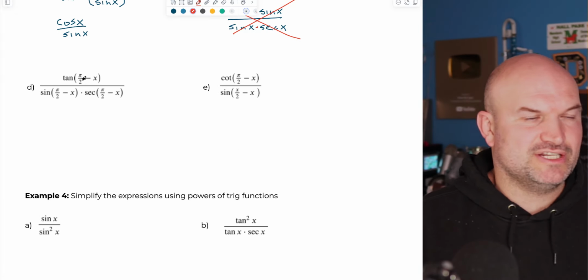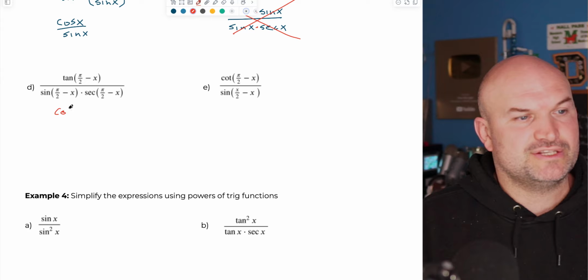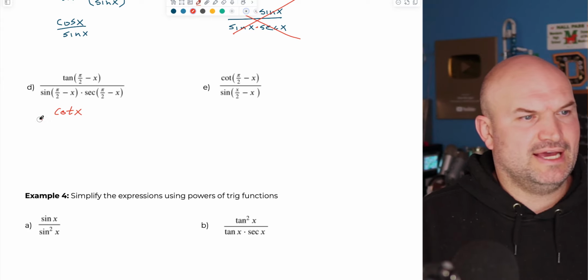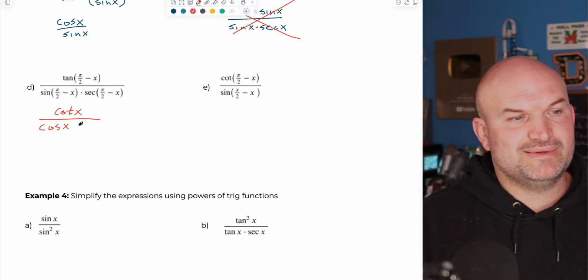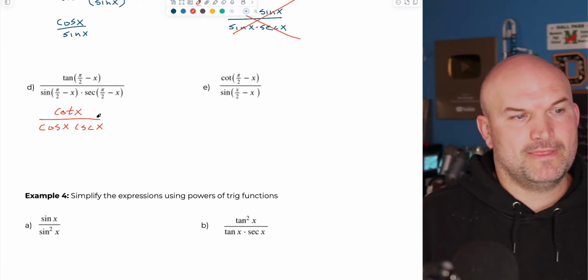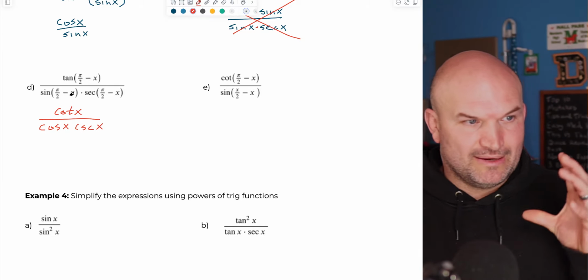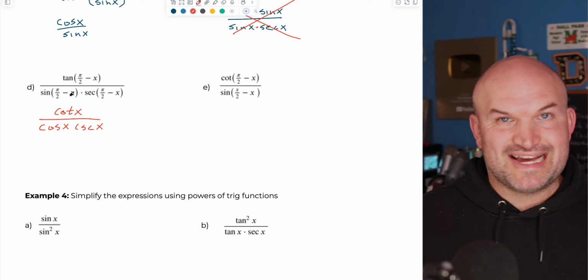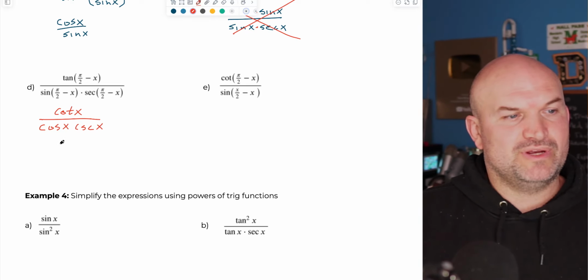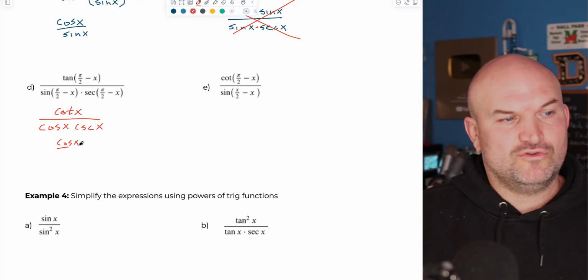Next one. So we have tangent. We know that's going to equal cotangent. And sine, we know that's going to be the same thing as cosine of x. Secant is going to be the same thing as cosecant of x. Okay, so now to simplify this, again, I want to get these terms in sines and cosines. So cotangent, we know that's going to be a cosine of x over sine of x.